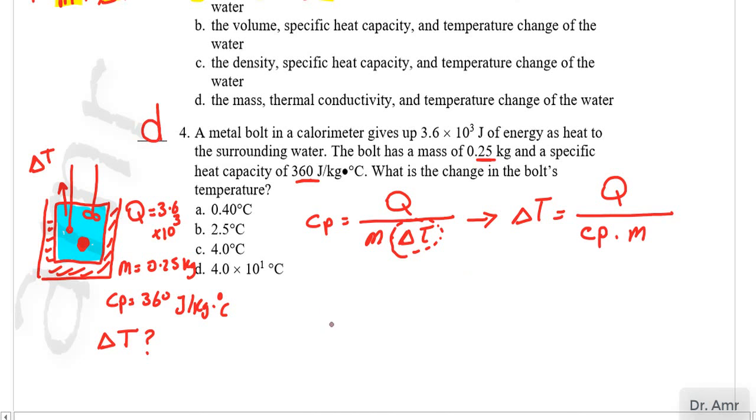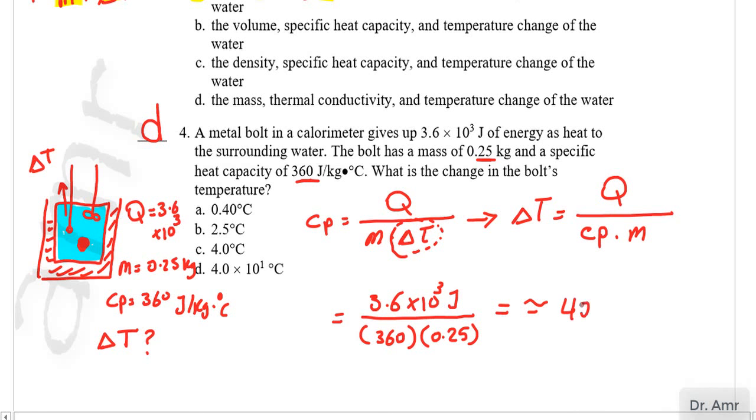So change in temperature is equal to, substitute the values, 3.6 times 10 power 3 joules divided by 360 times 0.25. هتطلع الإجابة after الapproximation ب 4 times 10 اللي هي 40 degree Celsius. يبقى answer is number D, 4 times 10 power 1, which is 40 degrees Celsius.